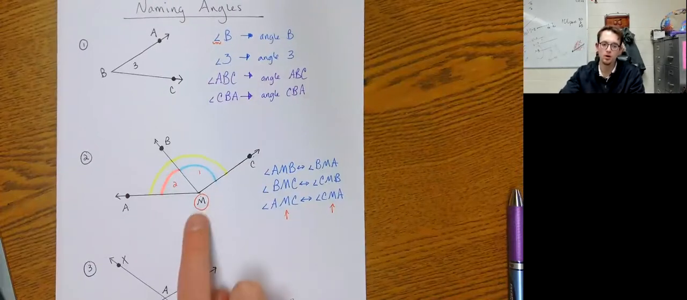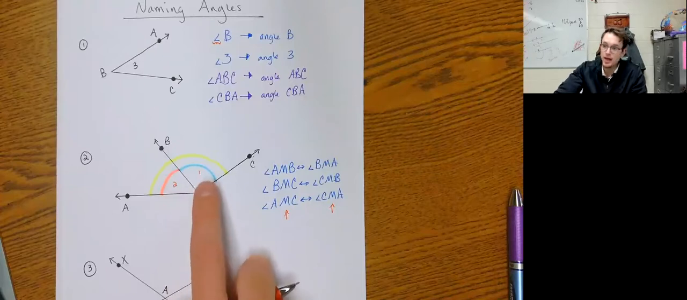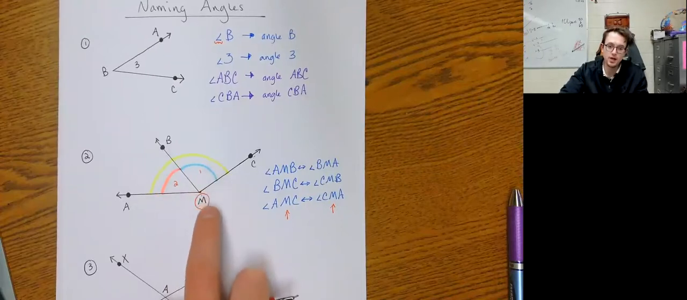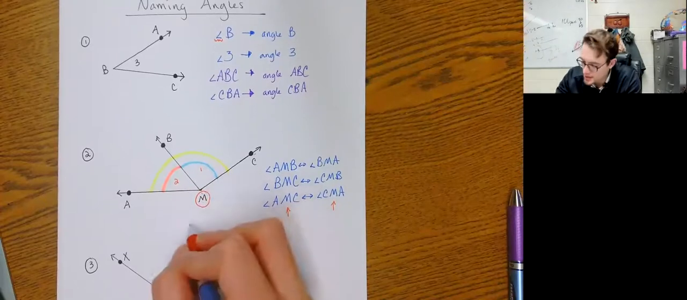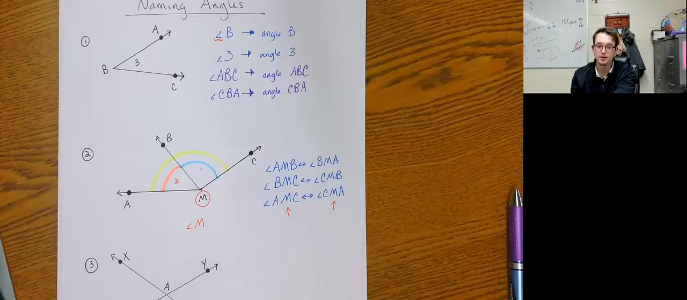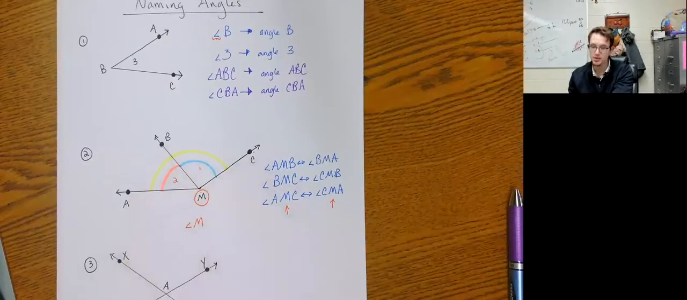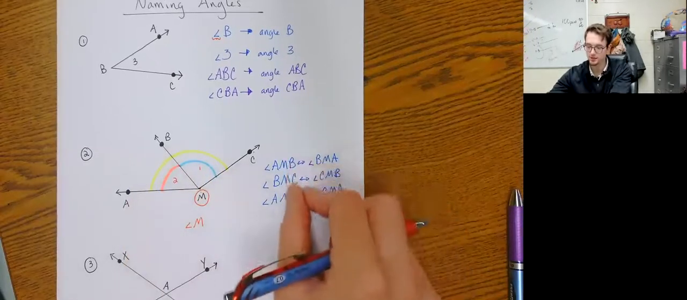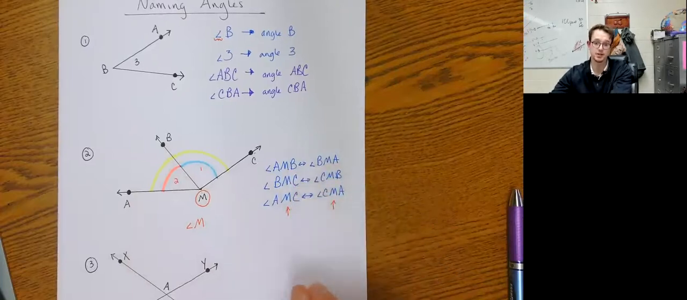I cannot call any of these three angles angle M because there's three angles. I don't know which angle. If I were to just put angle M, that doesn't specify which of these three angles it's talking about. So you have to specify using the other points which ones they talk about.